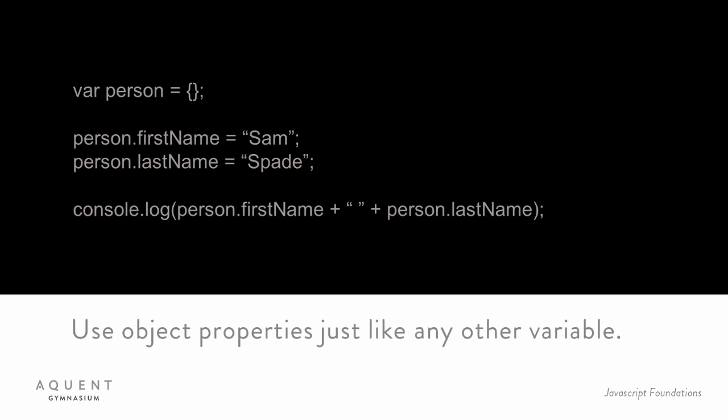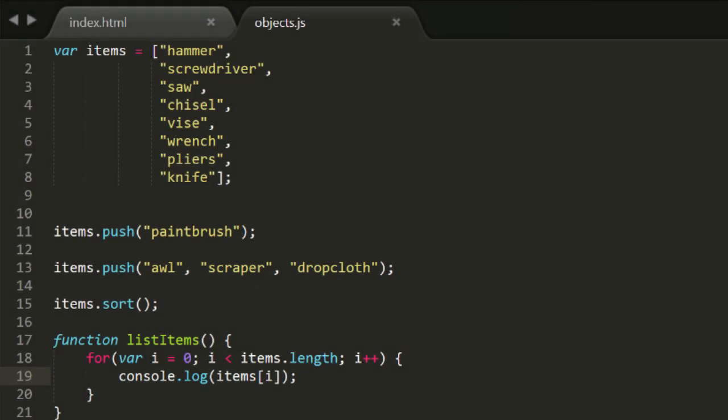Then you can use that property just like any other variable. Those property names follow the same rules that variables, functions, and just about any other identifier in JavaScript follows. One way of looking at objects is that it's a variable that contains other variables. But objects are a great way to group information together in ways that would be very difficult to do otherwise. Let's go back to the hardware store example we created in the last video.